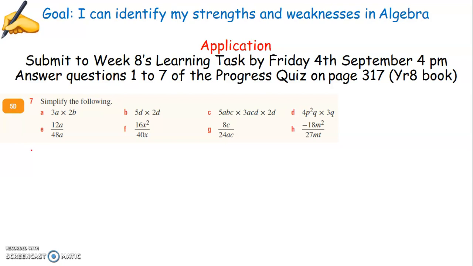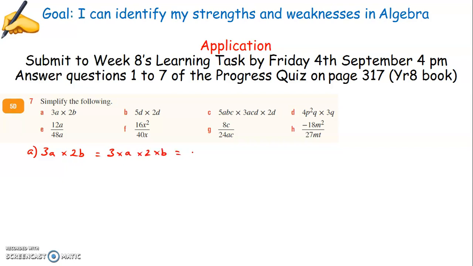Okay, so first we have 3a times 2b. What we do is we're just going to multiply the numbers together, and then after that, we're going to multiply the letters. So let me rewrite this. So we have 3 times a times 2 times b.